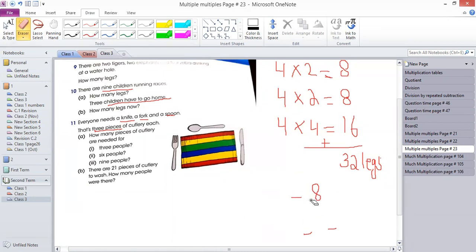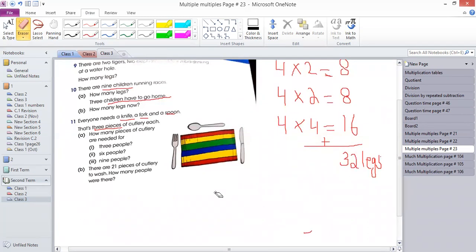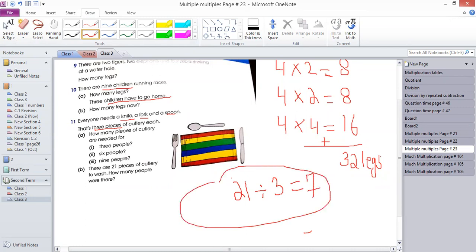Then question number 11B was, there are 21 pieces of cutlery to wash. How many people were there? So you know that there are total 21 pieces of cutlery, but you don't know how many people there are. You know that 1 person was using 3 pieces of cutlery. If you divide 21 by 3, you will find out how many people were there. So there were total 7 people. So this is how we completed topic multiples, questions 9, 10, and 11.